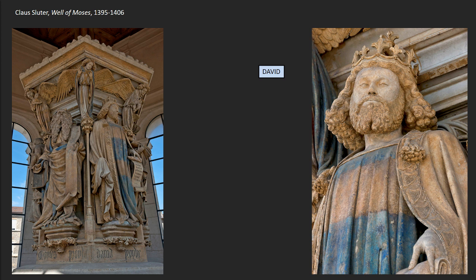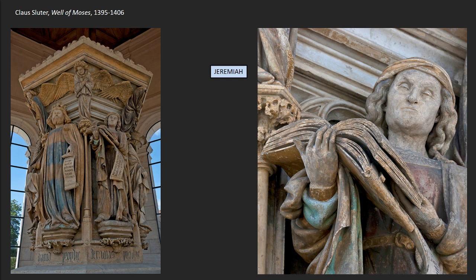Now, these two are the ones that are most easy to identify this way. And again, the text on his scroll would also help to identify him, right? Because we would know what text that came from. Notice how different his face looks than Moses's. Again, Sluter using details to characterize. Okay? That's the direction in which International Gothic develops, right? Particularly in Burgundy.